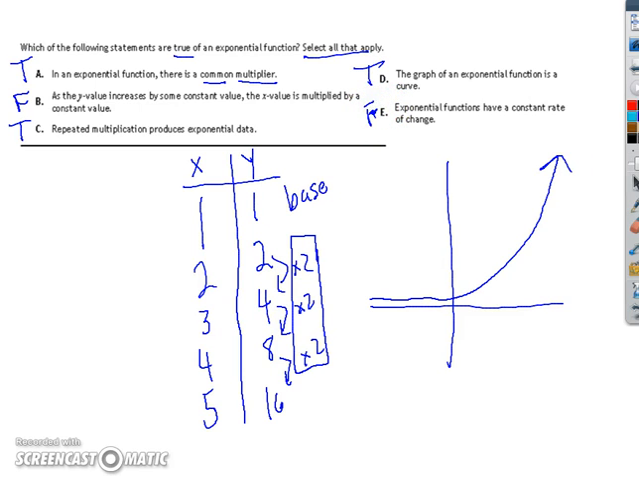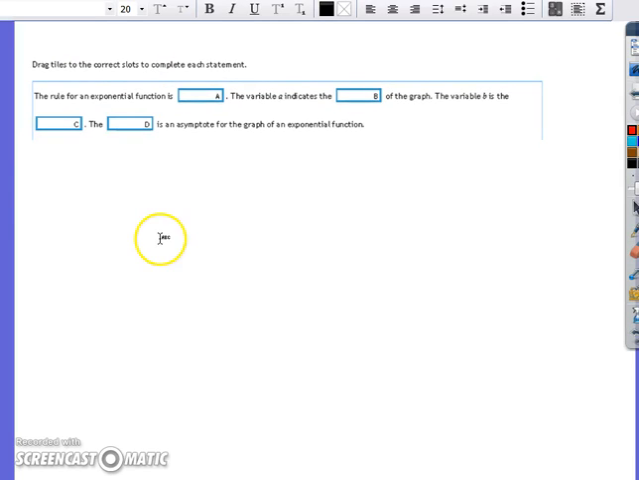So the ones that were true were A, C, and D. So I would leave B and E unselected here. Okay, so this one is all about the form of an exponential function, and this should be in your function zoo. Like this information is in your function zoo.